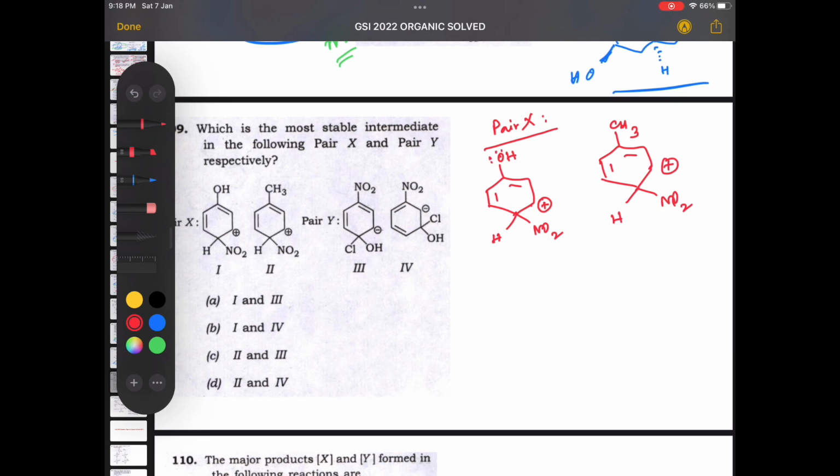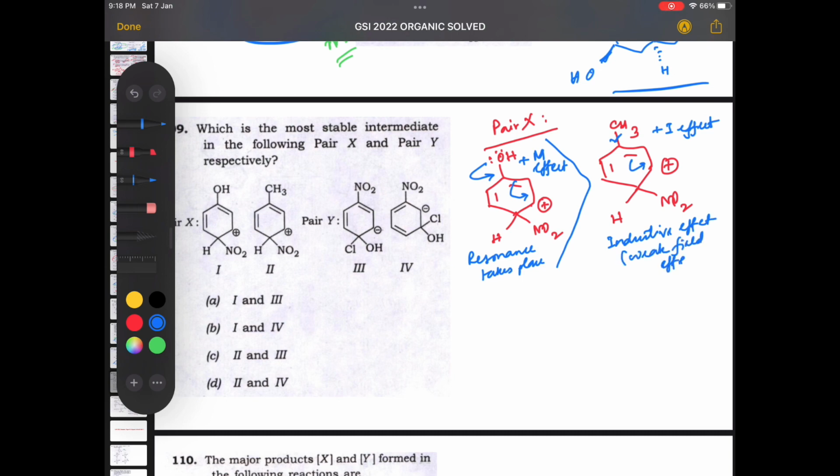So as you can understand, if OH is present, then obviously there would be a +M effect stabilizing the carbocation. And if CH3 is present, there would be just a +I effect, or an inductive effect, stabilizing the carbocation. As we know, the +M effect is much more stabilizing than the +I effect because resonance takes place. The inductive effect is a very weak effect, and it does not stabilize the carbocation as such. And hence, in this pair, intermediate 1 is more stable than intermediate 2. So let us go to pair Y.